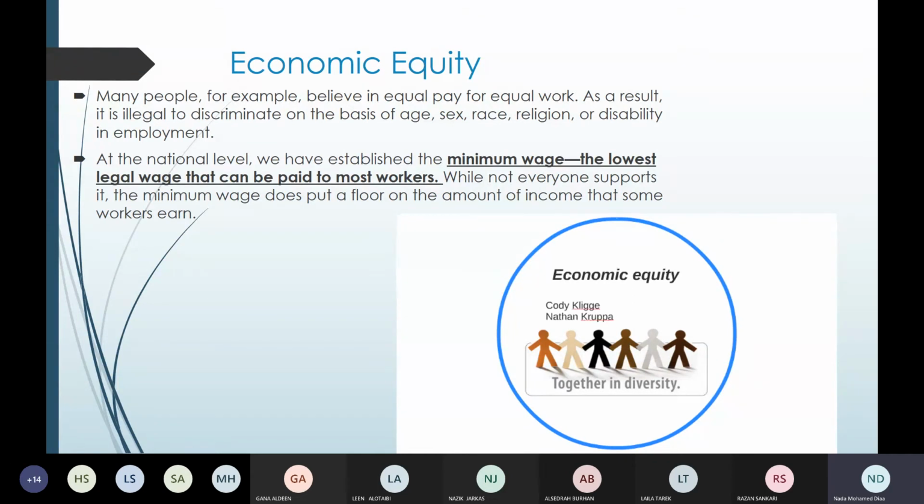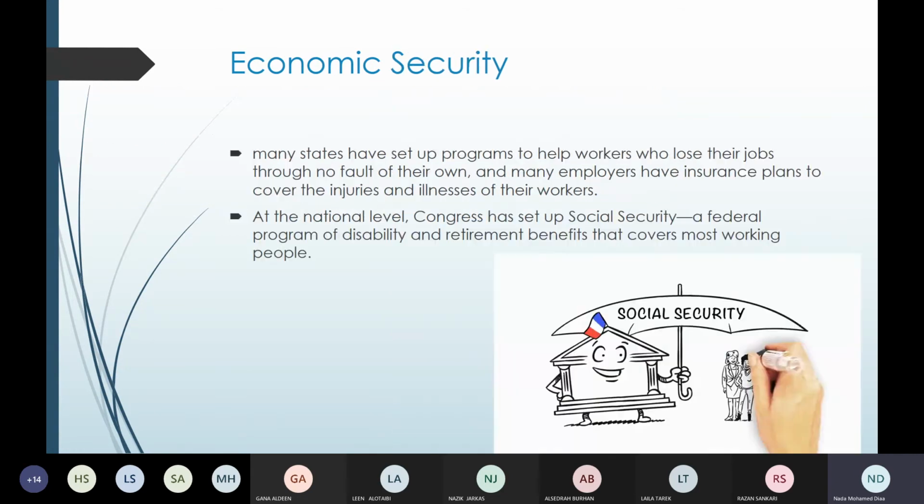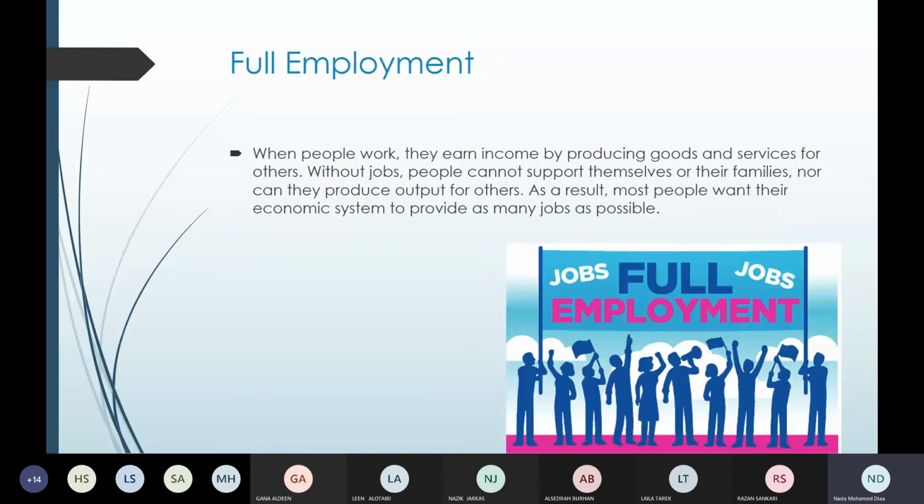So when I find economic freedom, economic efficiency, economic equity, I can decide that this is a good or a perfect economic system. Number 4, economic security. One of the disadvantages of the market economy is that they do not provide security for old people or for disabled people, those who cannot work, those who cannot afford living. So many states have set up programs to help workers who lose their jobs through no fault of their own. So I want to work, but I am disabled. So the government will provide a security system for you. Okay, so economic freedom, economic efficiency, economic equity, economic security, full employment.